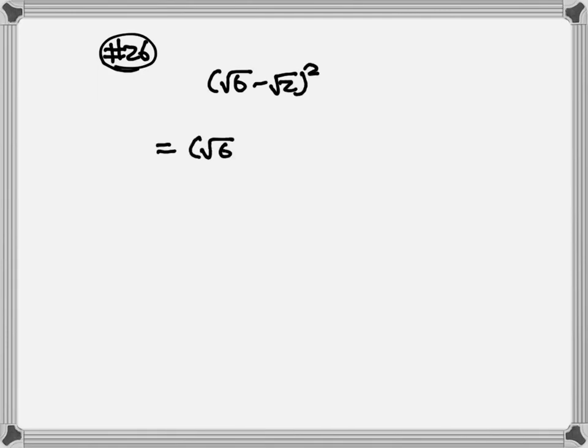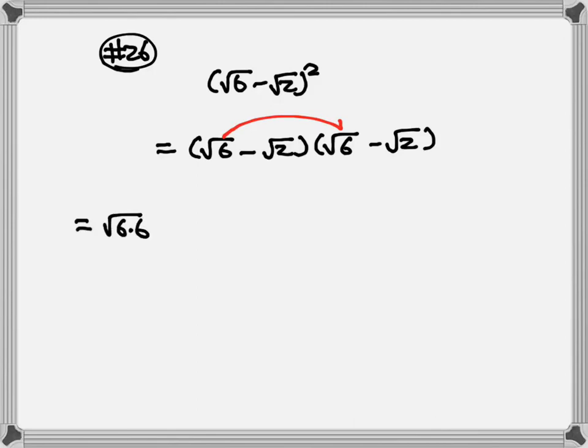Now let's look at number 26. Number 26, we have square root of 6 minus square root of 2, squared. So here, we're going to multiply the parenthesis by itself, 2 times. Write the parenthesis itself 2 times. Then after that, we're going to use the FOIL method. Step 1, multiply these two numbers. That equals square root of 6 times 6.